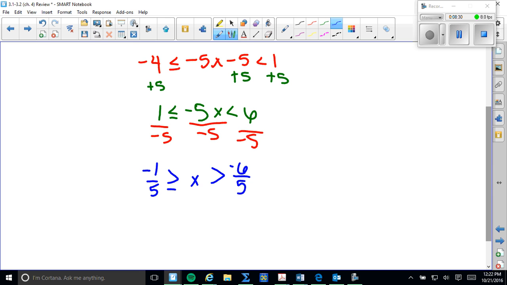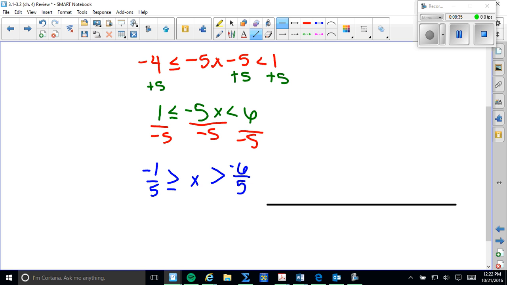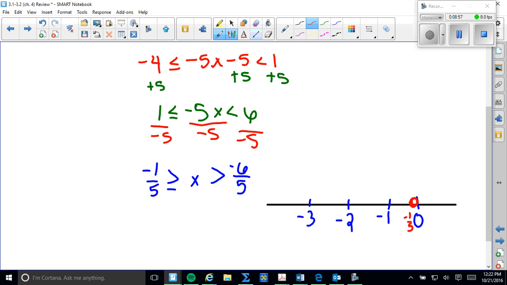So if we went ahead and graphed that, we have 0, -1, -2, and -3. Now, -1/5 is pretty small. It's almost to 0. So our -1/5 is right here. And that is a closed circle, meaning it's including -1/5.